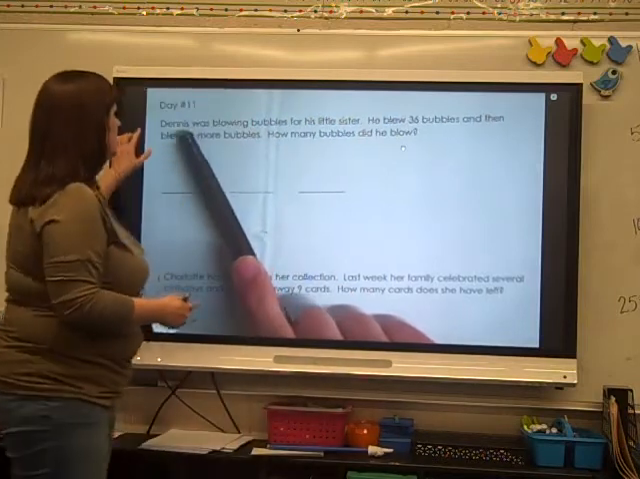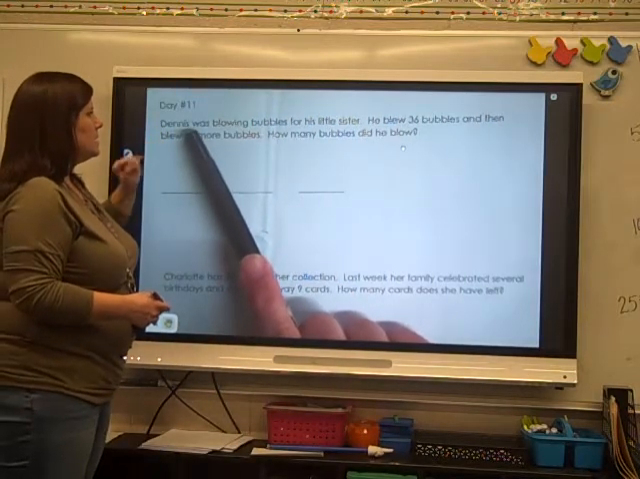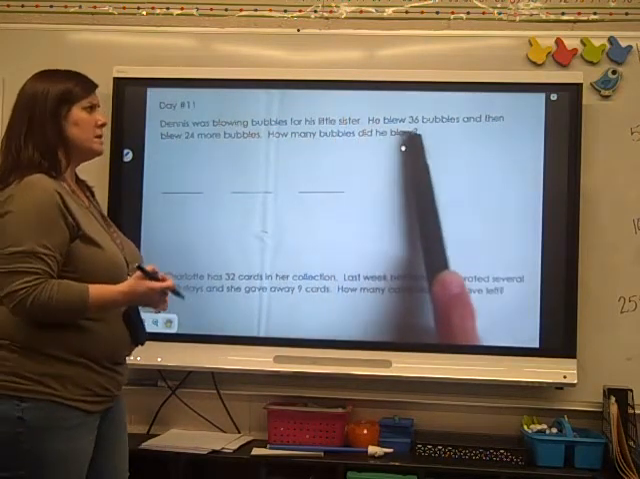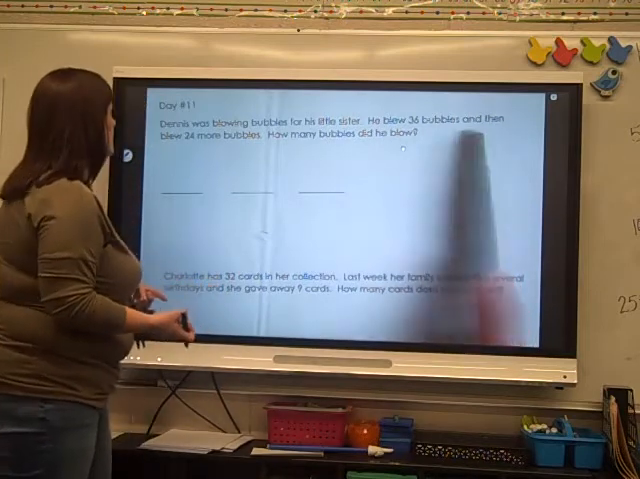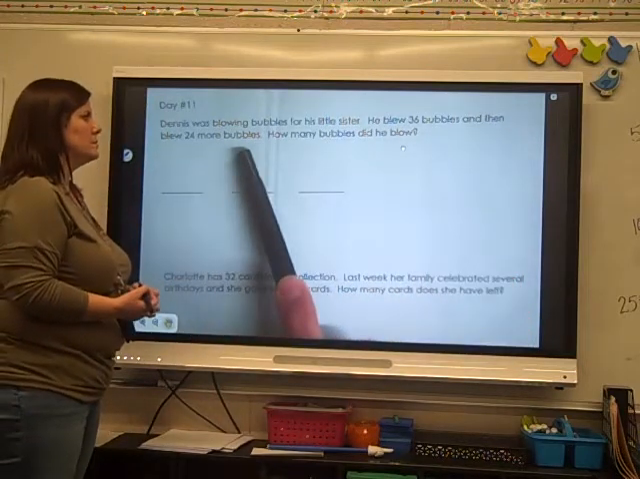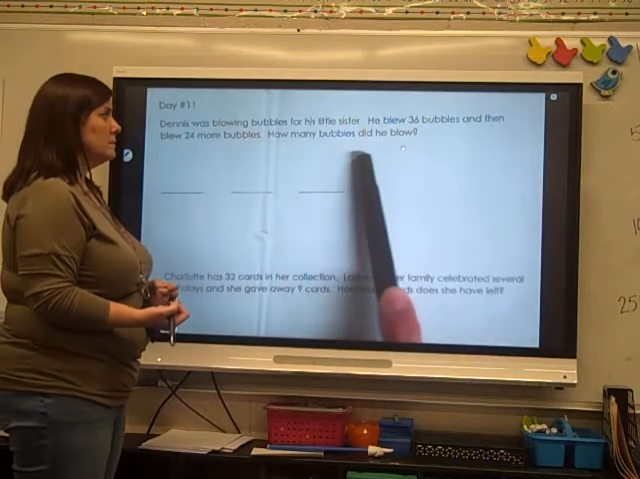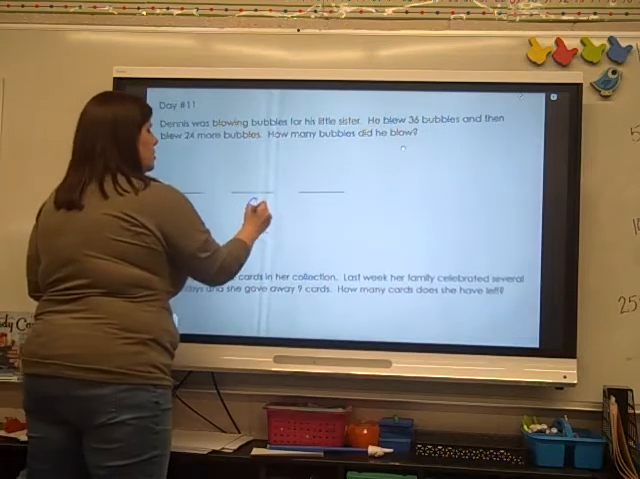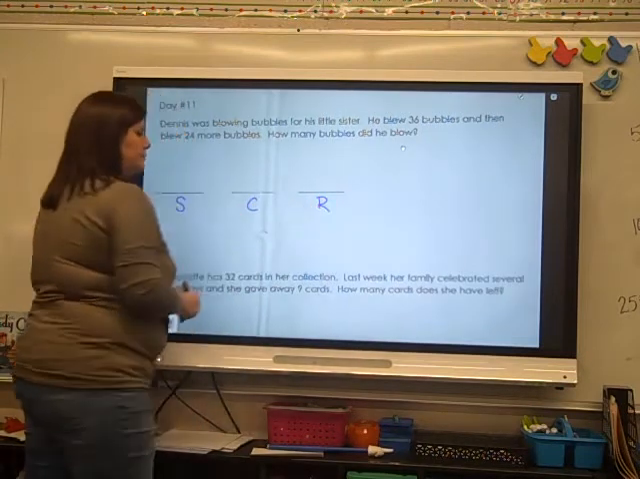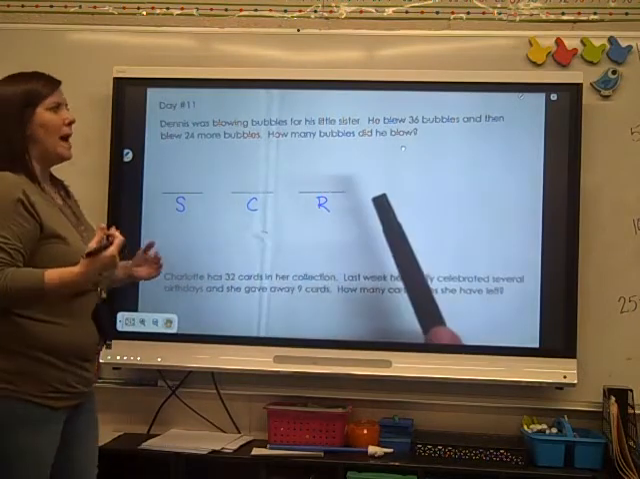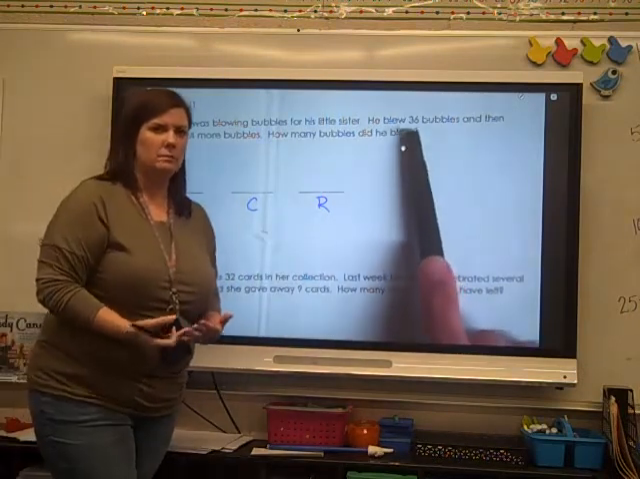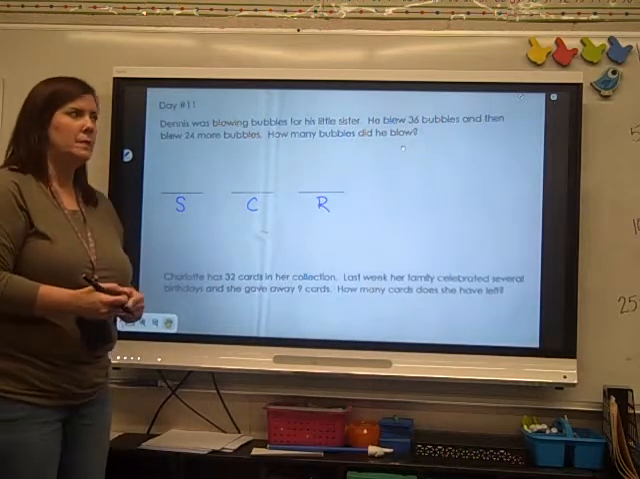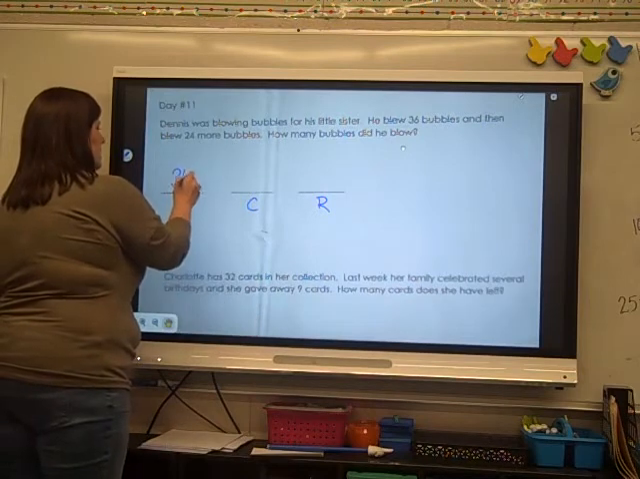All right, ready? Here's what it says. Dennis was blowing bubbles for his little sister. He blew 36 bubbles, then he blew 24 more bubbles. How many bubbles did he blow? So let's put our start, our change, and our result. Okay? So how many bubbles did he start with? Stop and think. If you know it, put it in there. That's right, 36. So let's put 36 there.